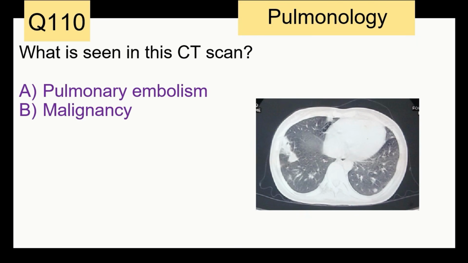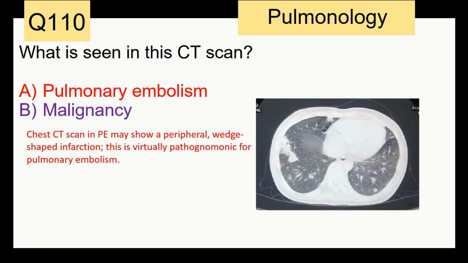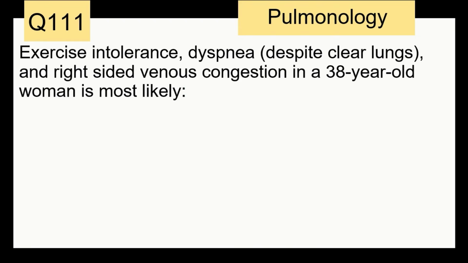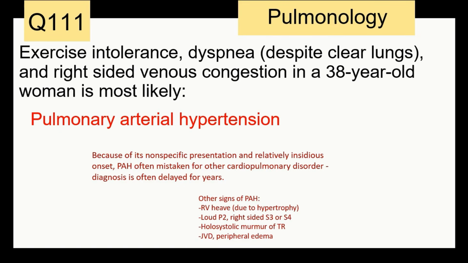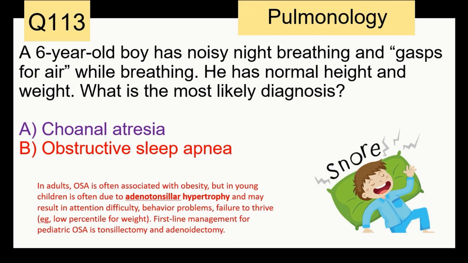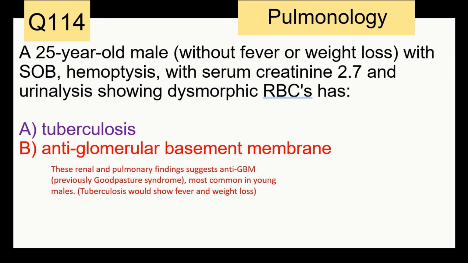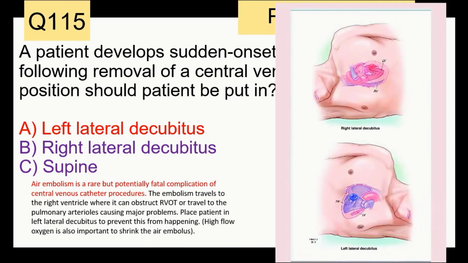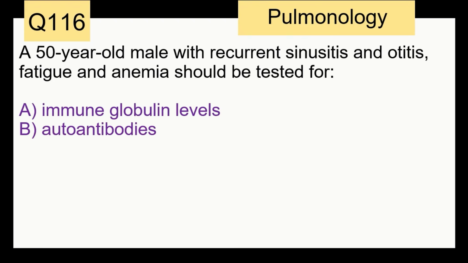All right, this is the last question I'm going to go through, and the rest I'm just going to show you the slide. What is seen in this CT scan is a pulmonary embolism we see over here. It may show a peripheral wedge-shaped infarction, and this is virtually pathognomonic for pulmonary embolism. All right, you can take a look at these questions over here on pulmonary arterial hypertension, obstructive sleep apnea in a child, often due to adenotonsillar hypertrophy, Goodpasture syndrome, air embolism. Patients should be put in their left lateral decubitus position.